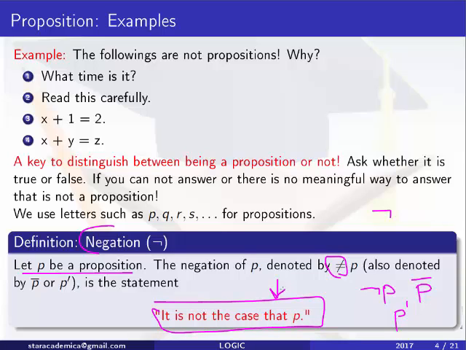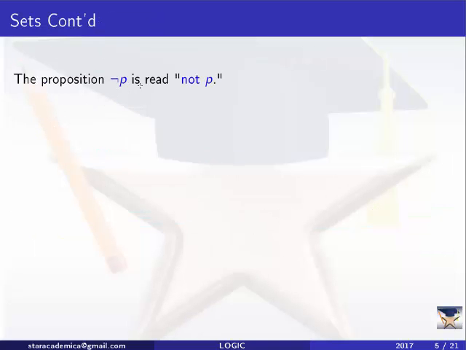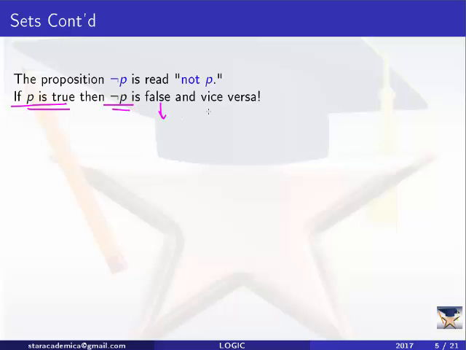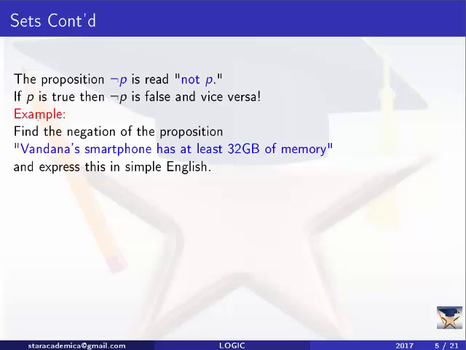And there are a few more ways to explain the negation of p, not p. The proposition not p is read as not p. I have been already reading this way. So if p is true, then not p is false, and vice versa. So if not p is true, then p is false. Fine, or here, let's have an example.